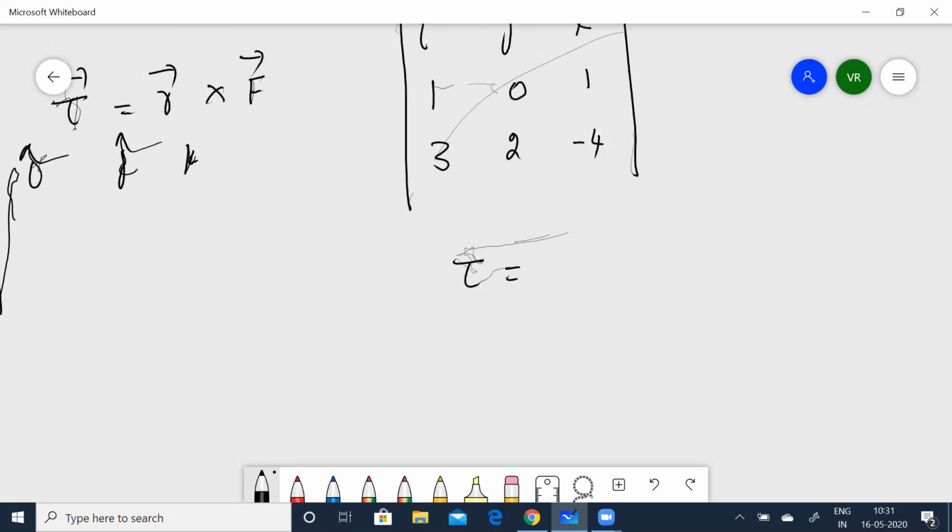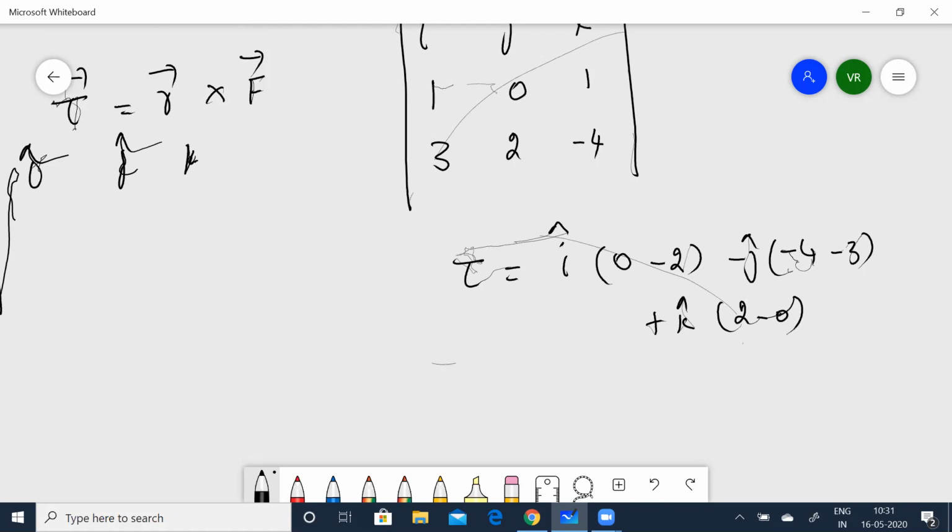tau is equal to i into 0 minus 2, minus j into minus 4 minus 3, plus k vector into 2 minus 0, which gives you minus 2i minus 7j, minus of minus, it's going to be plus 7j plus 2k. So minus 2i plus 7j plus 2k.